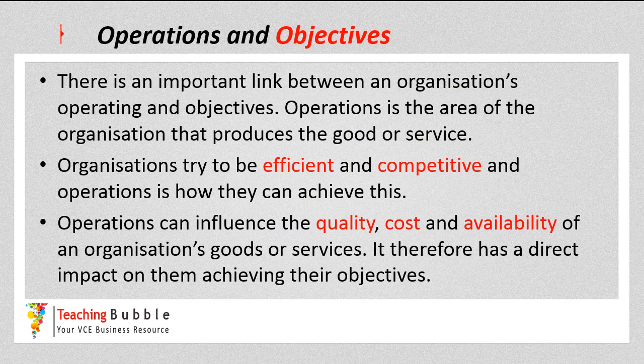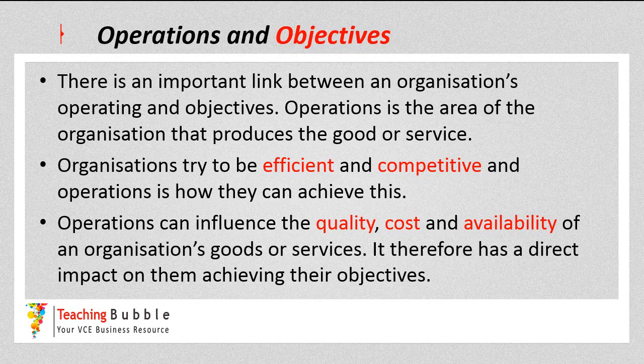Now we need to look at operations and our objectives and the link between an organisation's operations and objectives. So operations is the area that produces the good and service, and that can enable us to achieve our objectives. So organisations try to be as efficient as possible in their operations and competitive. By being efficient and competitive, if they're our kind of objectives, operations can really help an organisation achieve this. So for example, operations can influence the quality, the cost and the availability of an organisation's goods or services.